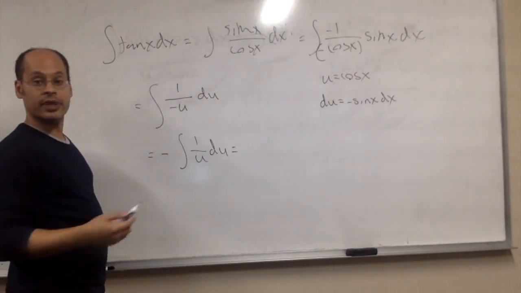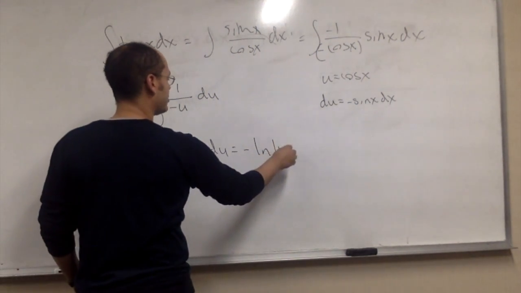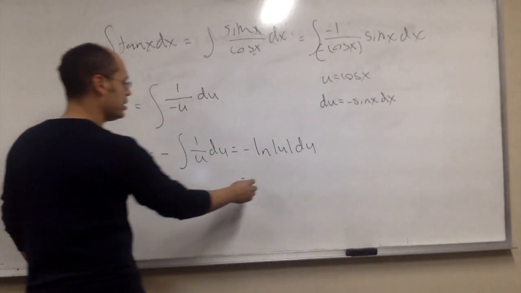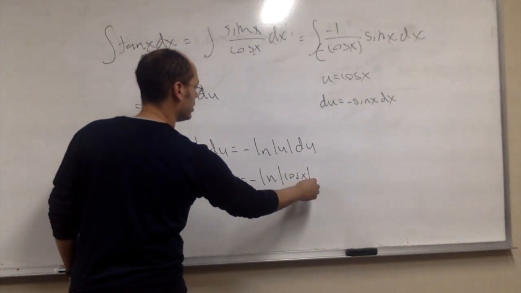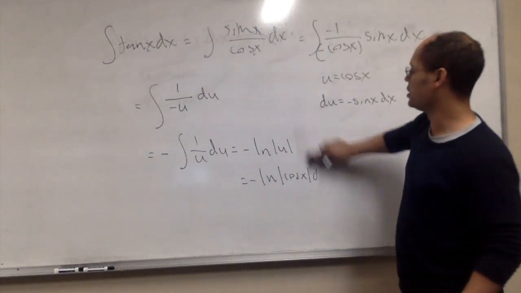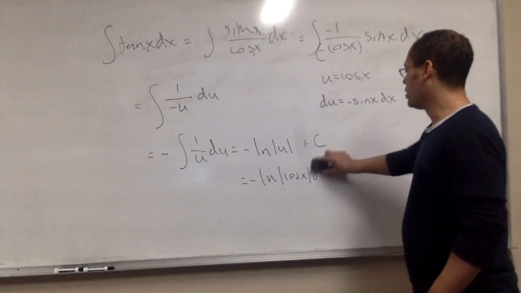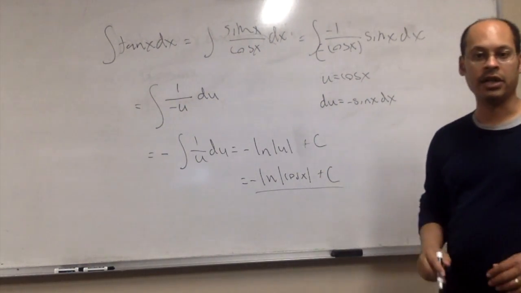The integral of 1 over u is the logarithm. So I get minus the ln of the absolute value of u. What is u? U is the cosine, so I get minus the logarithm of the absolute value of the cosine of x. Excuse me, I don't have a du there. I just integrated it already. That's a plus c. The ln of the absolute value of the cosine plus c. That's a perfectly valid answer.